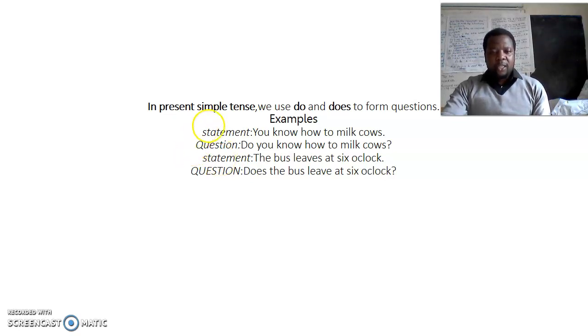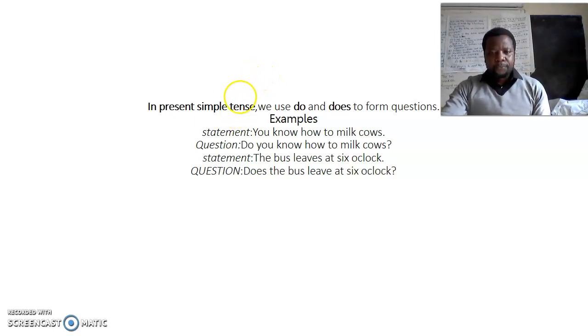Good. Another statement is, the bus leaves at 6 o'clock. What do you think is going to be the question for that statement? Try it on your own and tell us the answer, please. Good. I hope you have said that, does the bus leave at 6 o'clock? Does the bus leave at 6 o'clock?